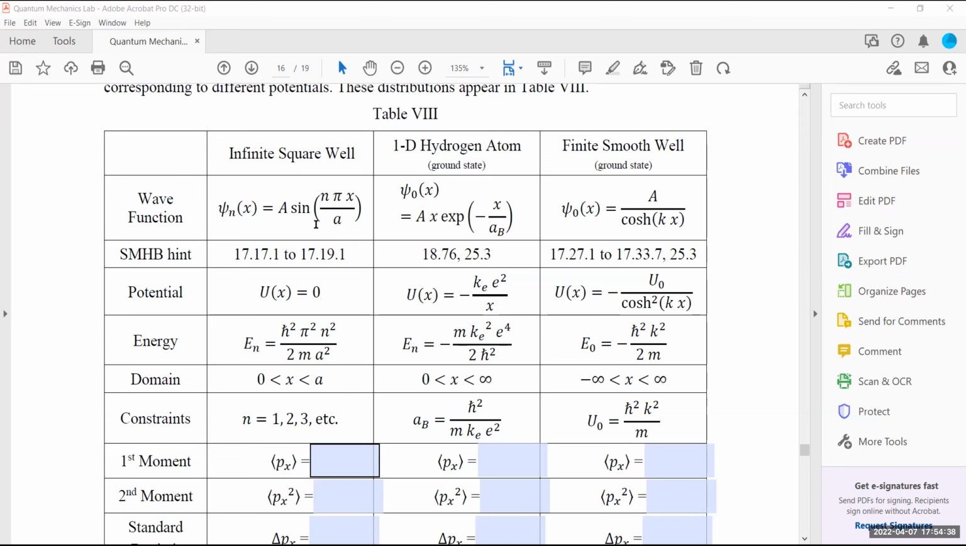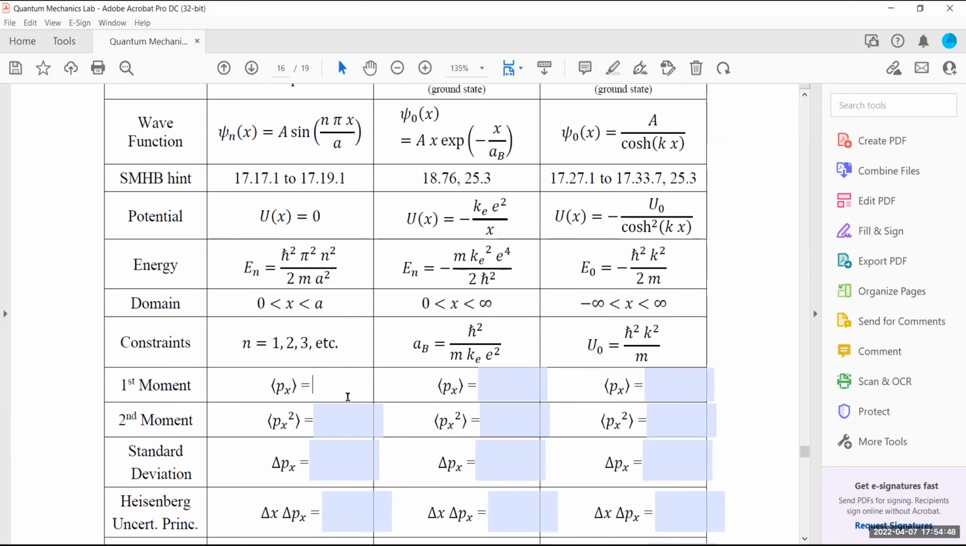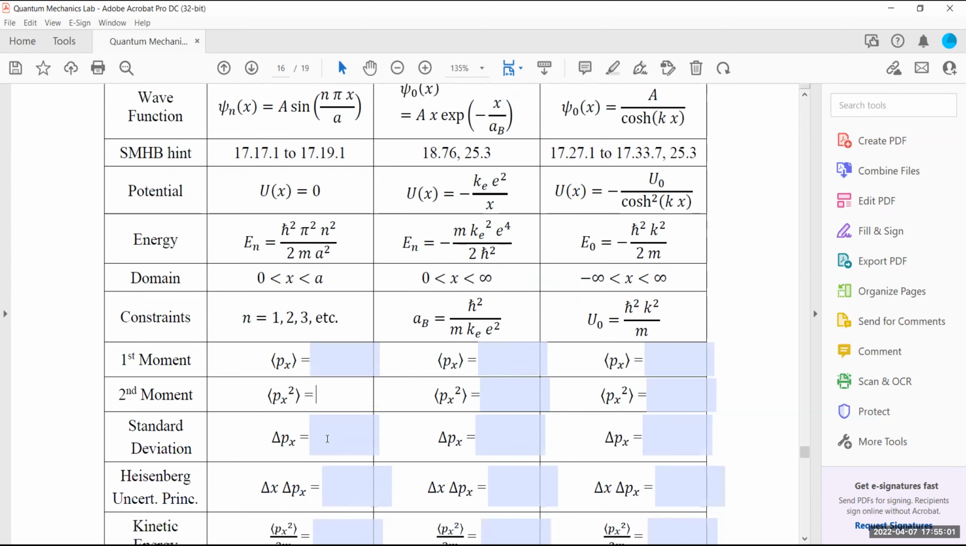So the derivative of sine is going to be a cosine, and you will end up with a 0 again in here, because the integral of a sine times cosine is going to be a sine of twice the argument, and between the boundaries of 0 to a, it should be 0. But the square, which is the second derivative of the sine, will become a sine again. So in this case, it's not going to be 1, and the delta px should be a different value.